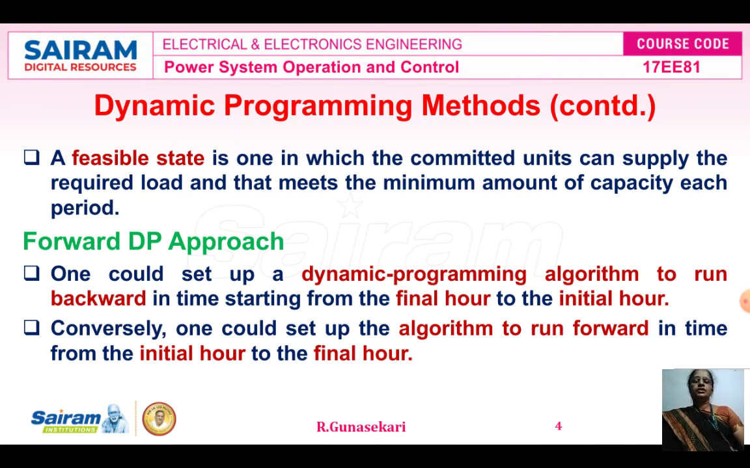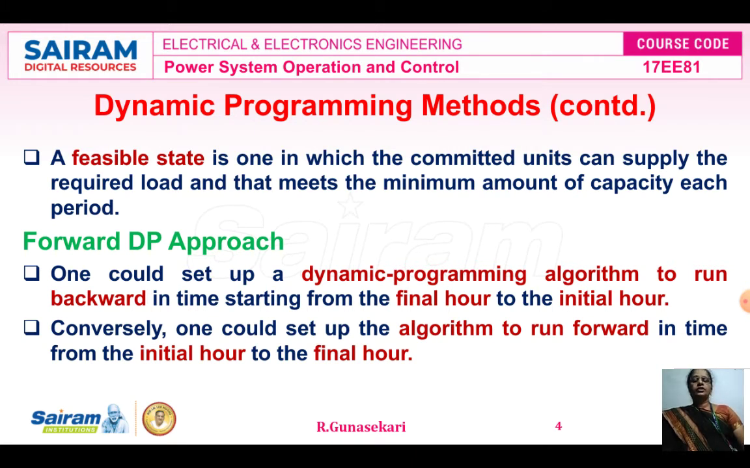Then what is the definition of a feasible state? I told you, one problem, multiple solutions. Out of the multiple solutions, we choose only one solution, that is the feasible solution, which is used to solve the problem. Like that, a feasible state is one in which the committed units, that means the units used to meet our load demand, called the committed units, can supply the required load and meet the minimum amount of capacity each period.